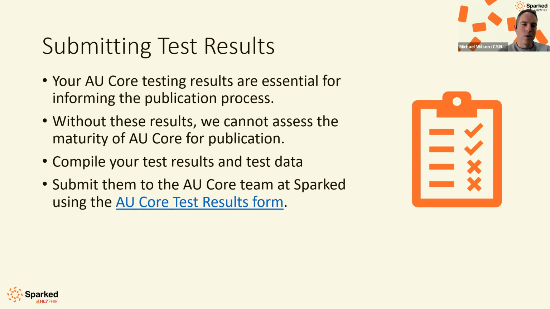So what we want to do, and we want to help you on the day do this, is compile your test results, and then we'll submit them to the Spark team using an AU Core test results form. These test results won't be made public. It doesn't matter if you've got failed tests in there. What we're going to use it for is just a coverage report so that we can understand what was tested and what coverage we have, and that will inform the maturity assessment of AU Core. But this is absolutely critical. This is something we really need so that we can show that AU Core has been tested and that it is implementable.